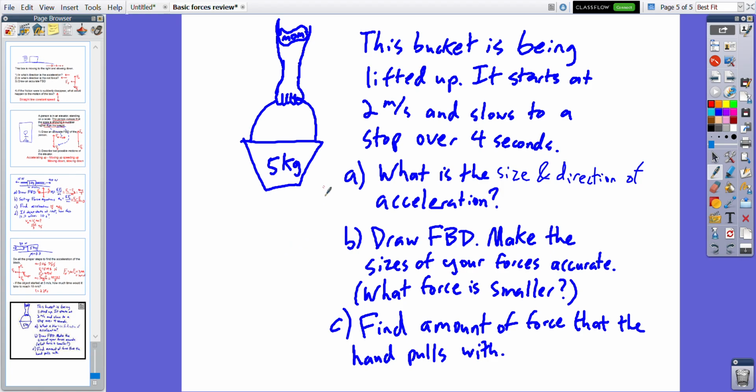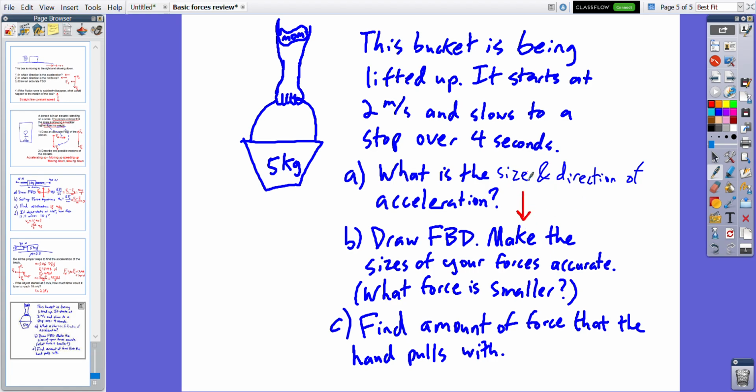Vertical bucket problem. These vertical problems are oftentimes the ones where people make the most mistakes. So let's sort of see. Looks like it starts from rest. It is moving up and slowing down. So moving up, slowing down, that'll tell us the direction of acceleration. The slowing down tells you it's the opposite direction of the motion. So if it's moving up but slowing down, the acceleration should be down.